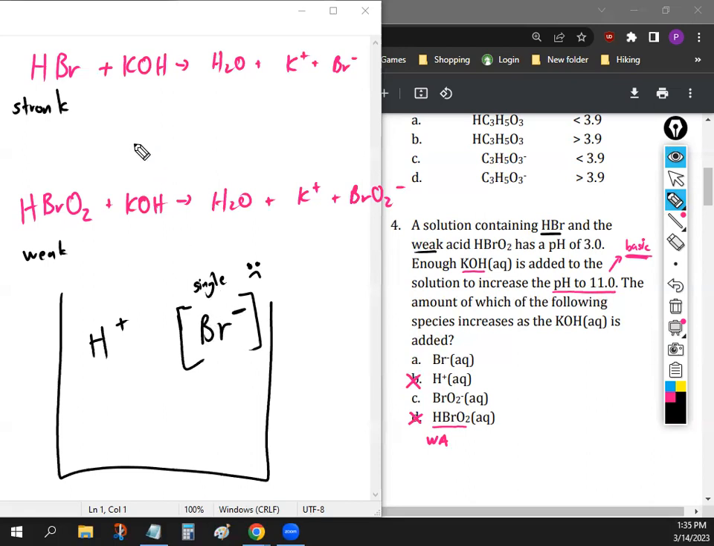And so this is where you got to keep in mind where the strong and the weak acids differ, because even though we write the reaction like this, we got to remember that Br minus, since it's part of a strong acid, it already is broken up. And so no matter how much KOH you add to it, the concentration of Br minus is going to be constant.